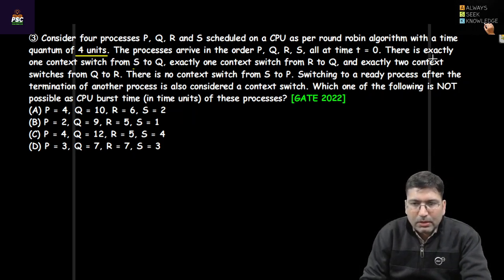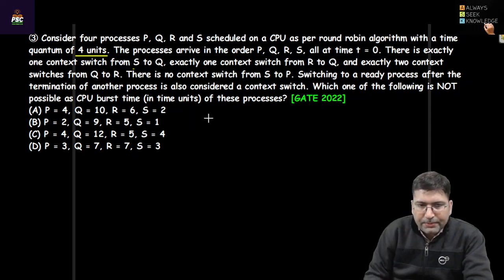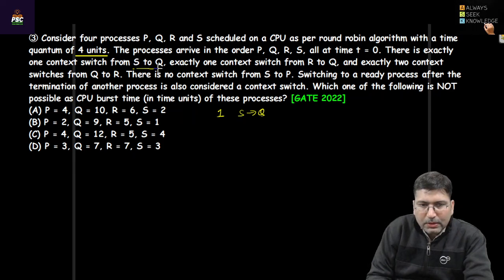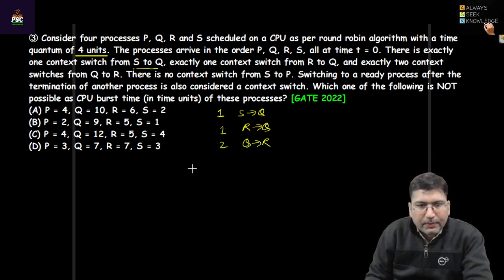That is 0. There is exactly one context switch from S to Q. Then exactly one context switch from R to Q. One only. And exactly two context switches from Q to R. So that we need to ensure. But there is no context switch from S to P. So S to P, there is zero context switch.